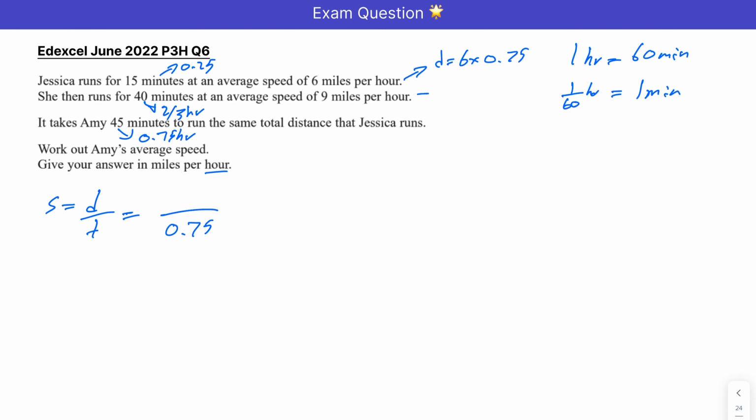So that'll be distance is 9 times 2 over 3. So if I do 6 times 0.25, that becomes 1.5 miles. And then 9 times 2 over 3 becomes 6 miles. And then if I add them both together, that's 7.5 miles. So that's 7.5 miles. Divide that by 0.75, and that gives me a speed of 10 miles per hour.